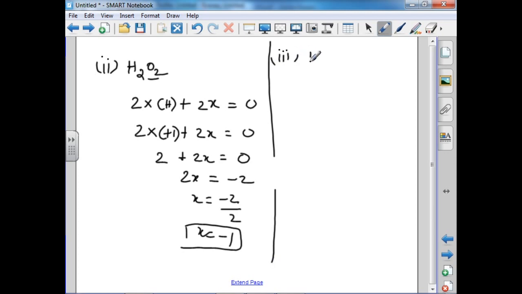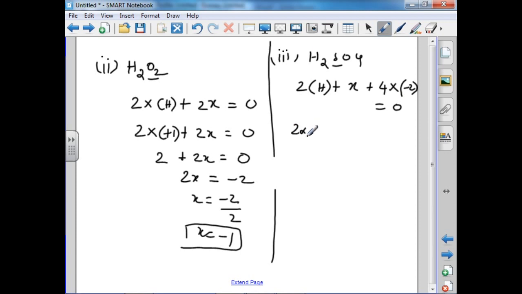Third one, sulfuric acid. Find out the oxidation number of sulfur in sulfuric acid. Sulfuric acid is neutral, so there is no charge on the sulfuric acid. There are 2 atoms of hydrogen. Now we are going to calculate the S. So we are giving S as X plus 4 atoms of oxygen. The oxidation number of oxygen is -2. That is a neutral molecule, so it is equal to 0.